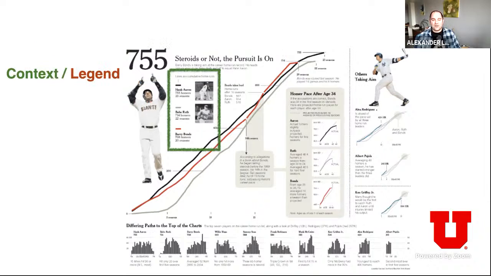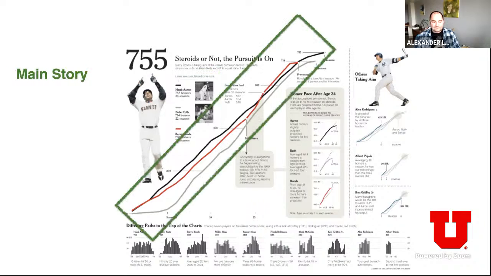Then we have some context and legend. So who are the players that we're looking at here over time? Then we have the main story. So we can see that Babe Ruth had a fairly stable trajectory, and then Barry Bonds, who is the person in question here, suddenly has this inflection point somewhere in the middle, and rapidly increases his record of home runs.